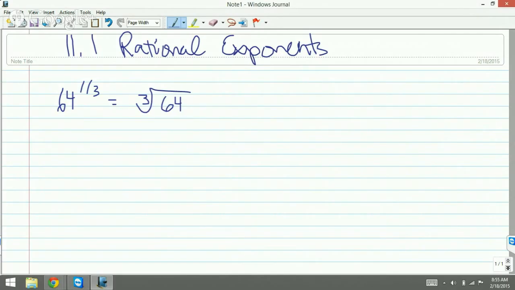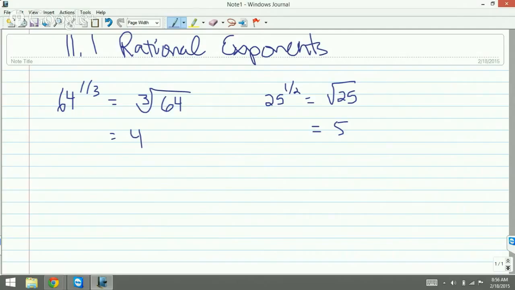So if you have a number to the 1/2 power, what is that? If I wrote 25 to the 1/2, that'd be the square root of 25. And then of course we can solve those. What's the cube root of 64? 4. Square root of 25, 5. So if you get a fraction that's 1/3, 1/2, 1/4, any of those, you know it's just a root. Good with that? Should be pretty straightforward.